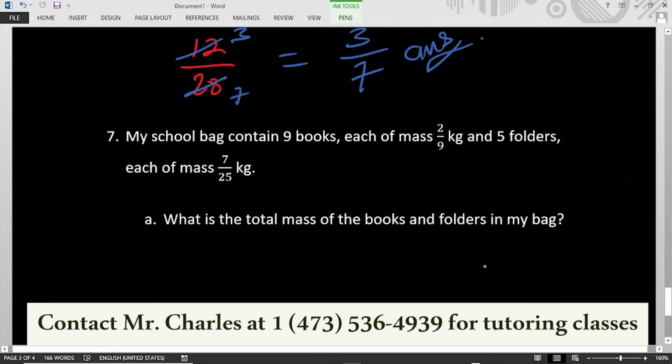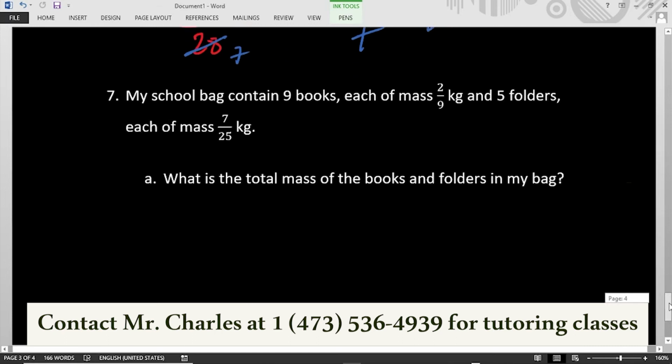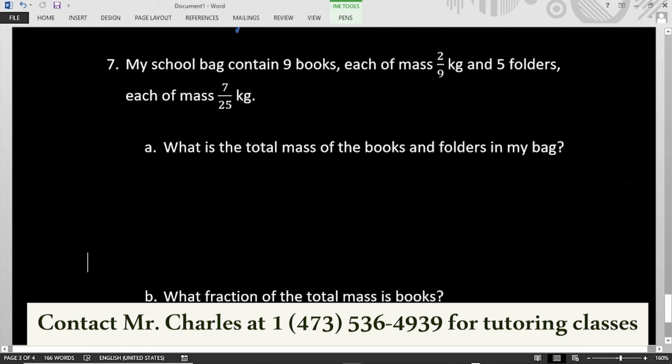Number 7. My school bag contains 9 books, each of mass 2/9 of a kilogram, and 5 folders, each of mass 7/25 of a kilogram. What is the total mass of the books and folders in my bag? So we have 9 books and we know the mass of each book. We have 5 folders and we know the mass of each folder. So if we know the mass of 1, we can calculate the mass of 9 and 5 respectively.